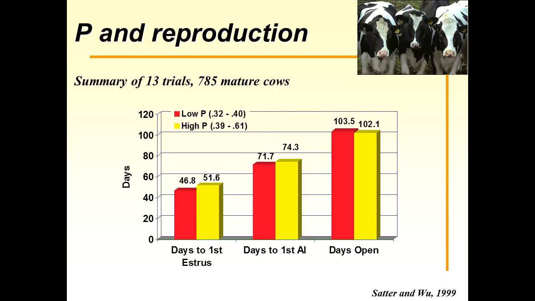So they did a meta-analysis of this, and they just asked the question, is there any evidence with modern dairy cows of any link between dietary phosphorus and reproductive performance? The answer was a resounding no.